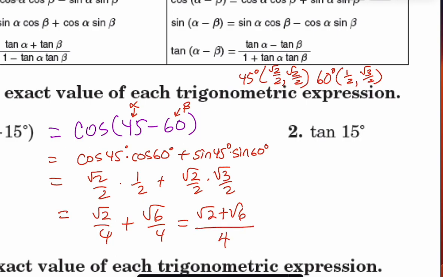Now, if you decide to use, say, 30 minus 45, or 120 minus 135, whatever you decide to use, you will get that same answer. You might get square root of 6 plus square root of 2 over 4. You might get the reverse of mine, but it's exactly the same thing. So you might choose different numbers than I did, but you'll still get the same value. So there are 2 of those on the test. I did a sine and a cosine. Okay.